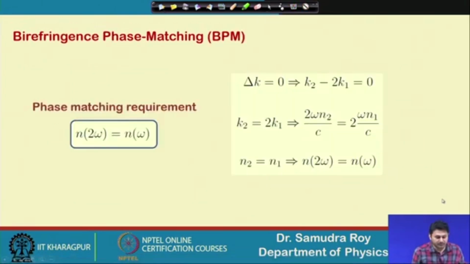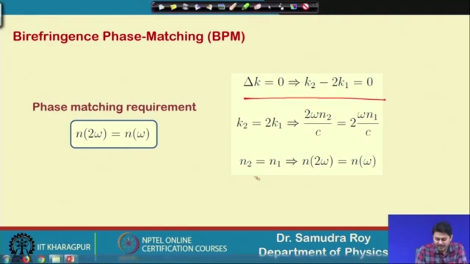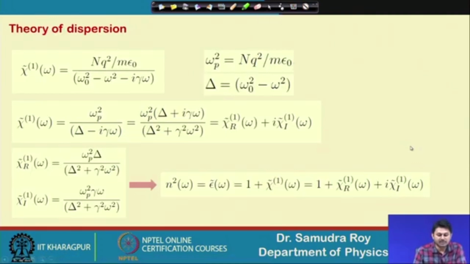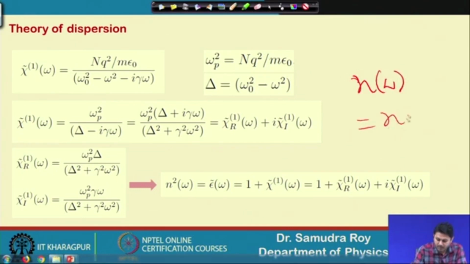Now, what is birefringent phase matching? As I mentioned, for birefringent phase matching n of omega has to equal n of 2 omega, and this is the phase matching condition. From this condition, one can easily find that my condition of phase matching has to be this, which we have already discussed in the previous class. So now the condition we need to find is that n of omega is equal to n of 2 omega.